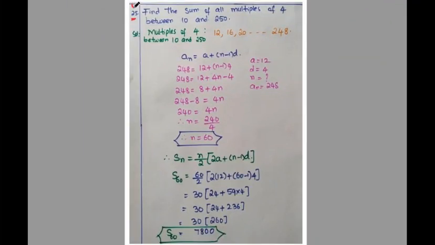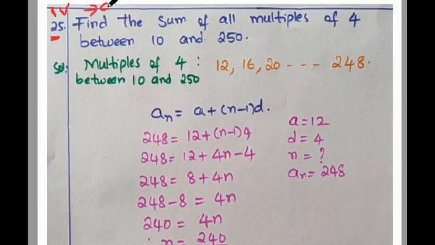Now we will discuss the fourth section. In the fourth section we have 9 questions. Each question carries 3 marks. Total weightage in this section is 27 marks. 25th question: find the sum of all multiples of 4 between 10 and 250.